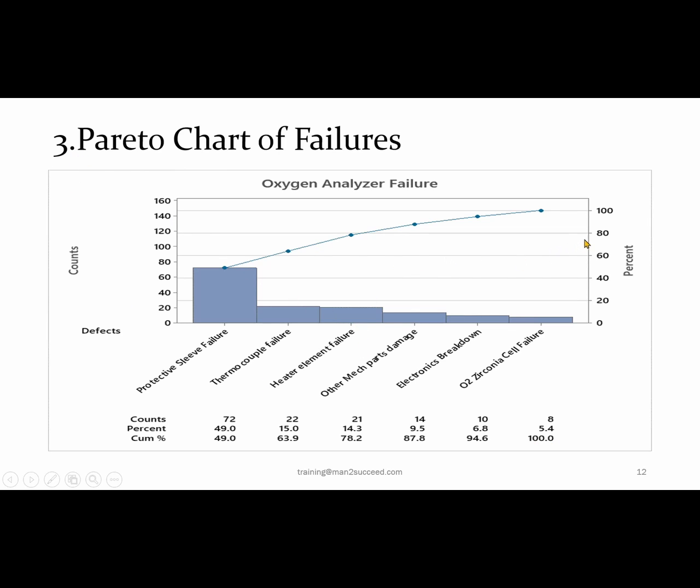Here you find that 80% covers protective sleeve failure, thermocouple failure, and heater element failure. So these three items are covered, and which need to be addressed first, they have chosen using the Pareto chart. The Pareto chart helps us identify the major problem which is contributing to the overall failure.